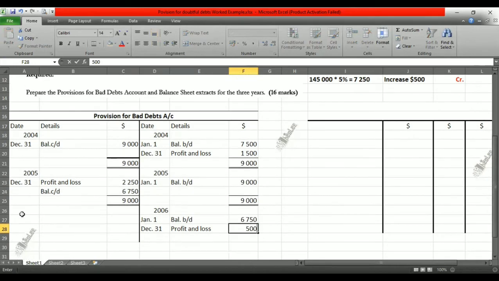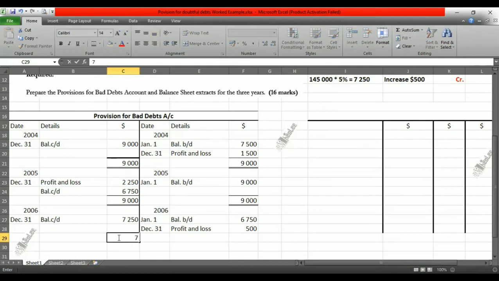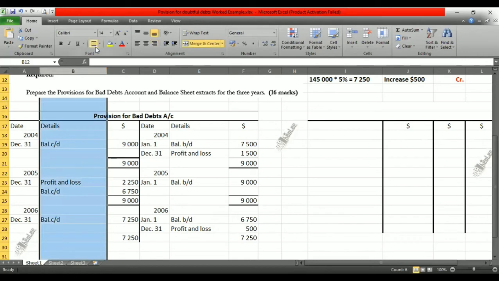Now at the end, we're going to balance off, that's 2006, December 31st. Our details is balance carried down and the amount is 7,250. Our final thing before the brought down is to enter your totals, which is 7,250, 7,250. That is our total.